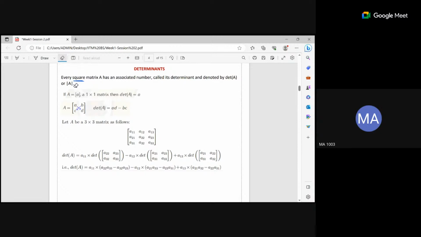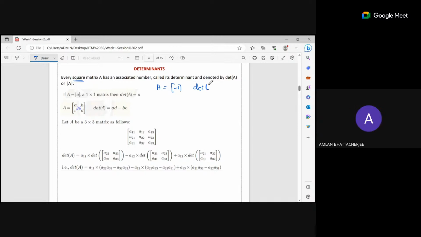Okay. So now if you have a very small matrix, a 1 by 1 matrix with only one entry, then the determinant is just the number which you have here. So for example, if you are calling this a matrix, what is the determinant of A here?